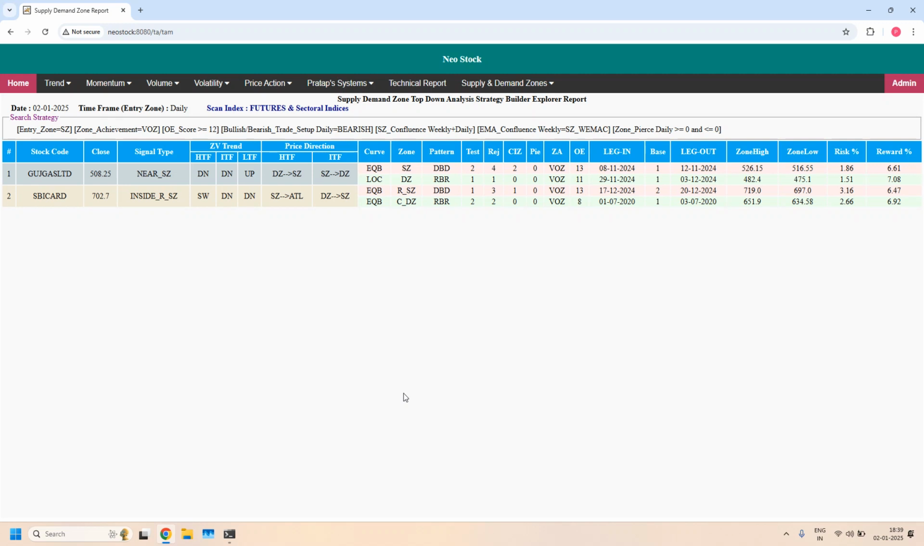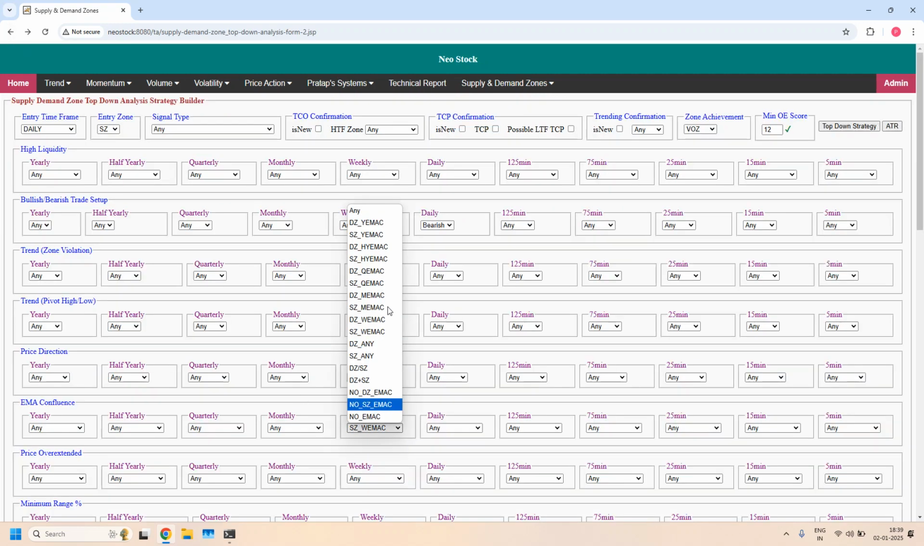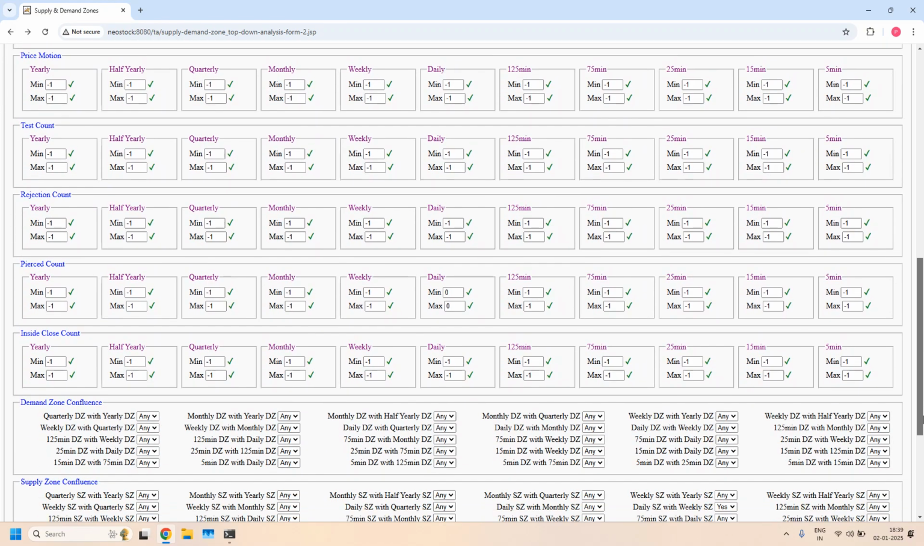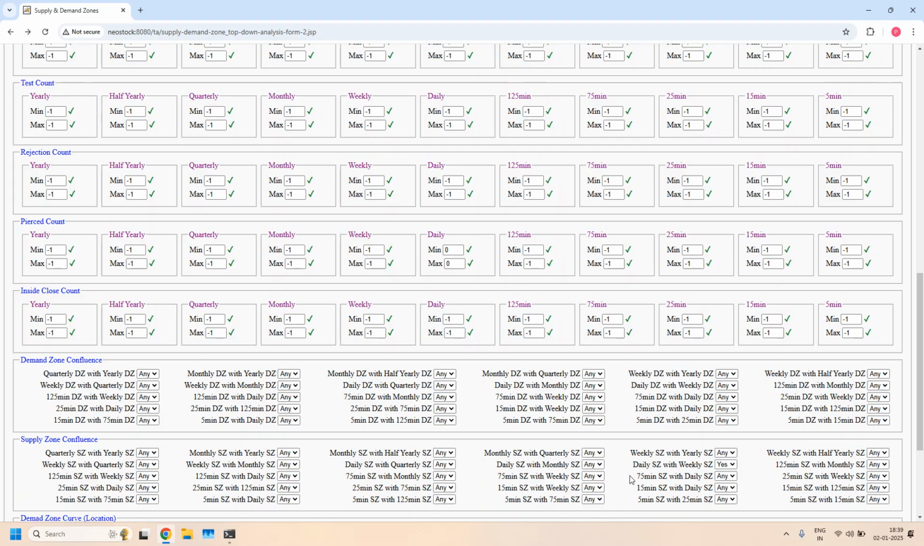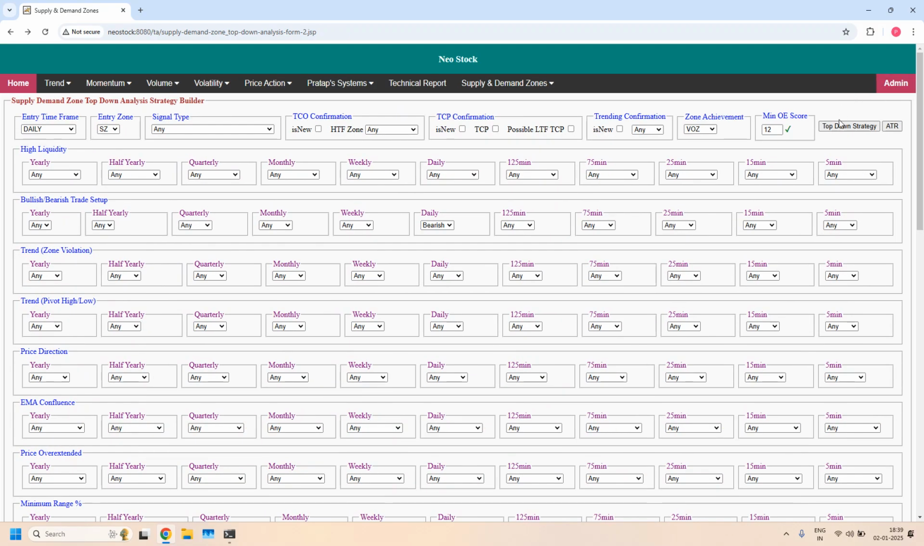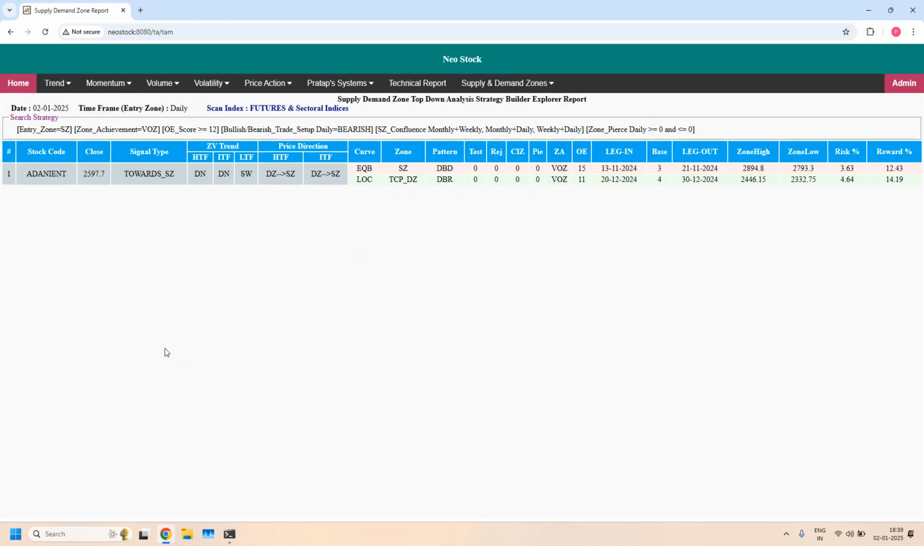But one more filter we forgot, that is LTF, ITF, HTF supply zone confluence. I am removing EMA filter. In the supply zone confluence, 3 filters we have to set. First is already enabled, daily with weekly. Next, daily supply zone with monthly supply zone confluence. Weekly supply zone with monthly supply zone confluence. With all the 3 filters, we got 1 stock.